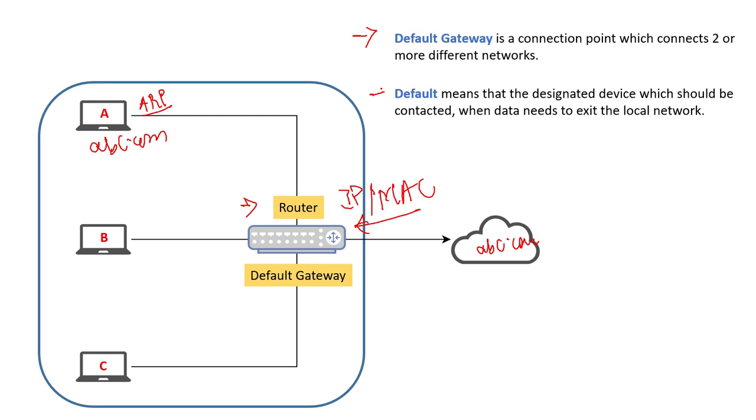So what does the default mean? The default means the designated device which should be contacted when the data needs to exit the local network. So in this case, if we want to visit abc.com, we are definitely exiting the local network and going to the internet. So we have to go through the router. So it's a gate, a default gateway. It's a gate for your device, for your network, to connect to the outside world.